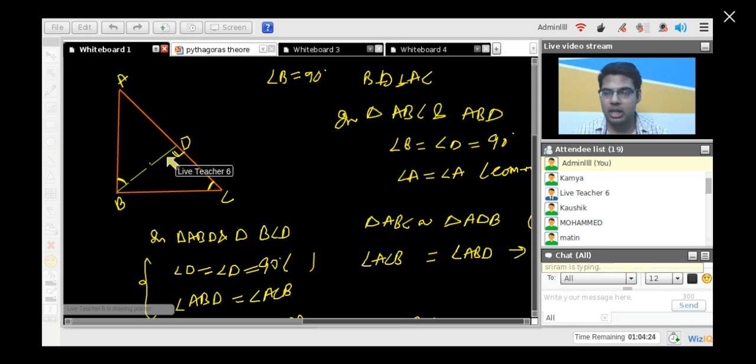Because one angle is already 90 degrees and these two angles are again equal. So now we have two angles equal, so by the AA criterion these will be nothing but similar. And similarly, you can prove this small triangle and the bigger triangle are also similar. How can we prove this? Angle D is 90, angle C is common. So anyone having any doubt in this? Yes, friends.